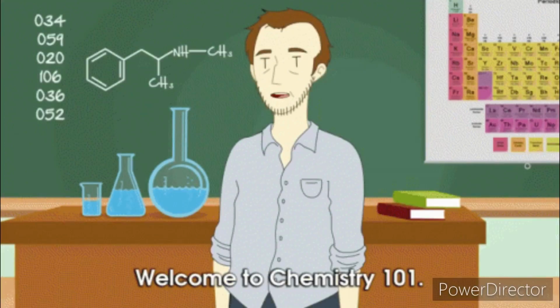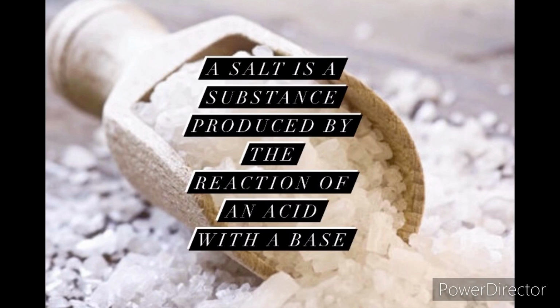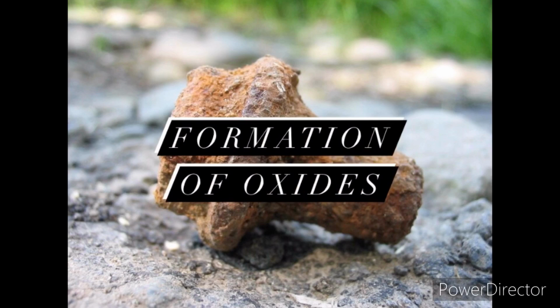And welcome to a brief explanation of our latest chemistry topic, which is how salts are formed. Okay, to begin with, we must be clear that a salt is a substance produced by the reaction of an acid with a base. To understand a little more, let's see how an oxide is formed.